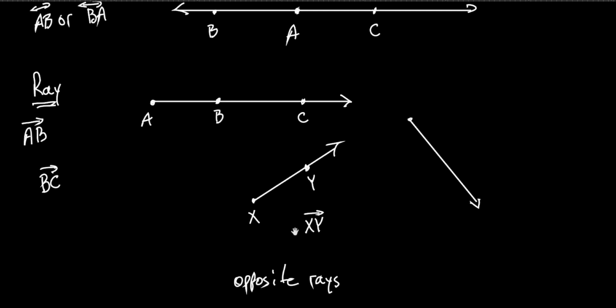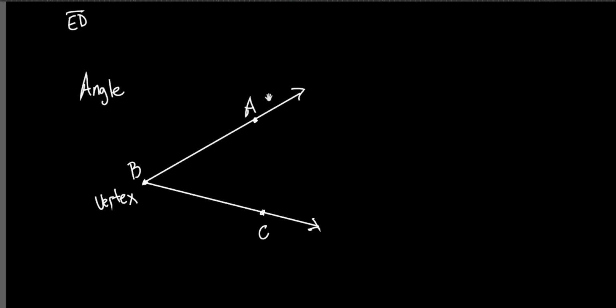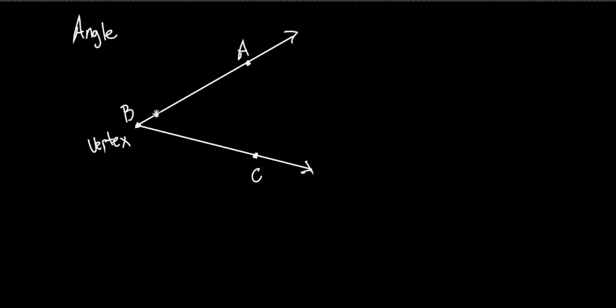What about this one, XY? What's the endpoint of ray XY? It's X. Everybody see that? Now let's come back up to this. What's the endpoint of ray BA? It's B. What's the endpoint of ray BC? It's B. That's the common endpoint. Everybody got that? That common endpoint we call the vertex. The whole thing is called an angle, two rays with a common endpoint.